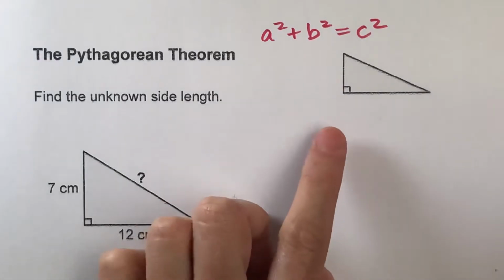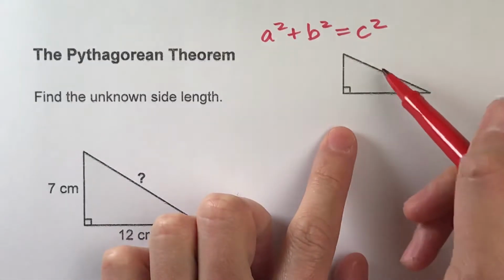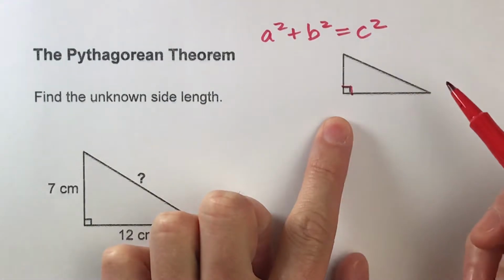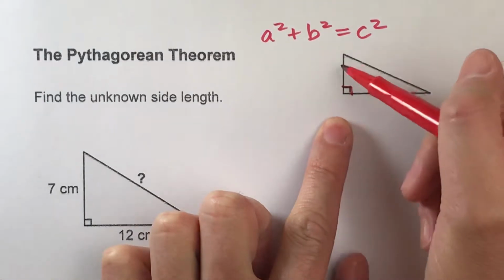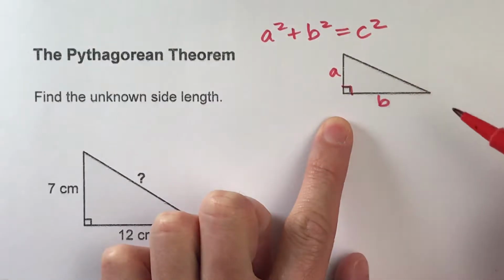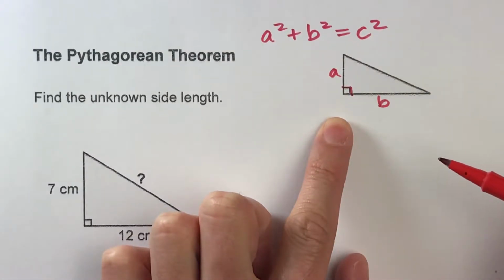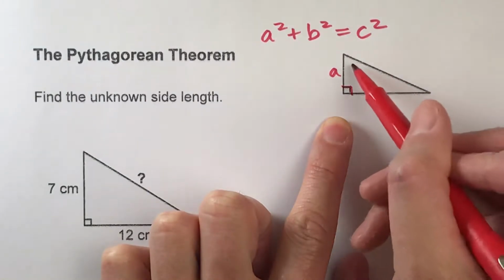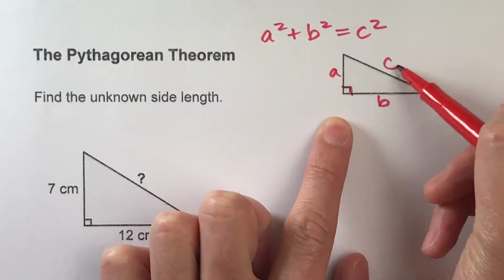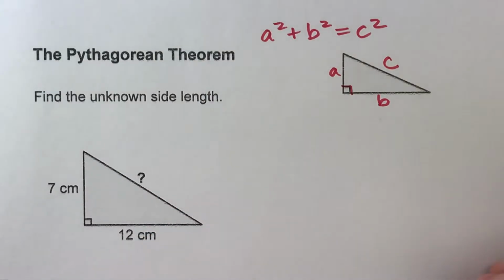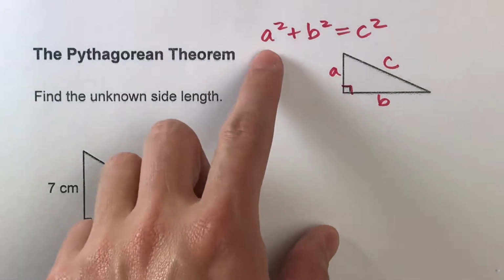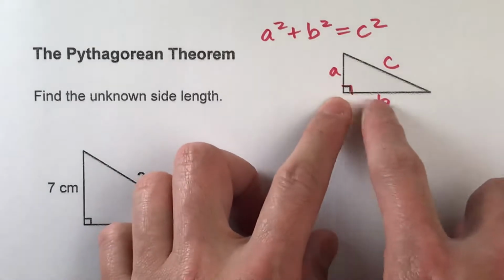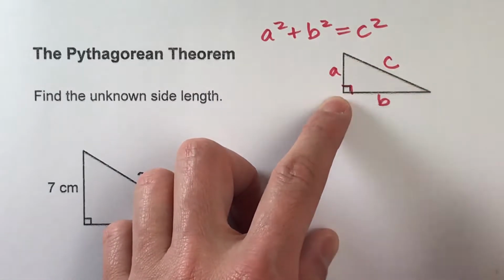All right. So in general, when you have a right triangle, the two sides of the right triangle that form the right angle are your legs. And those are your a and your b sides. The side that does not touch the right angle, that's the hypotenuse, and that's your c side. Now, when we say a squared plus b squared equals c squared, we're saying that this side squared plus this side squared equals that side squared.